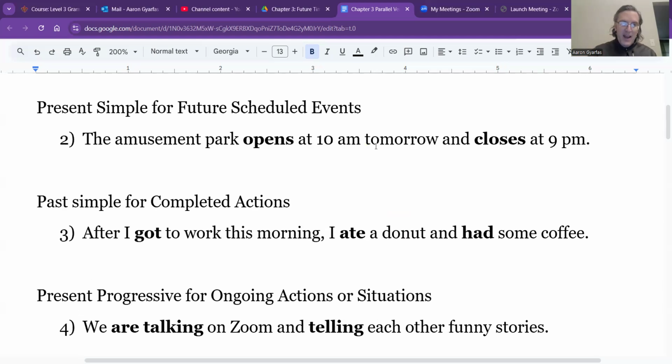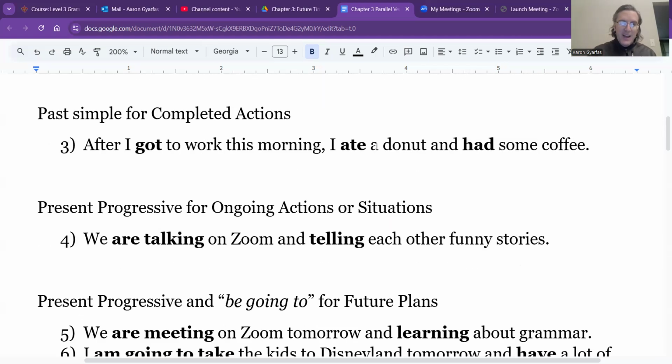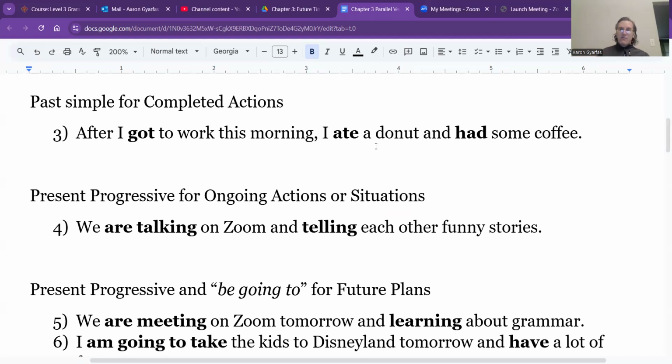If I'm using past simple for completed actions, then I would say something like number three. I got to work this morning. I ate a donut and had some coffee. That's three verbs there. They are all in the past tense. Got, ate, had. Parallel.